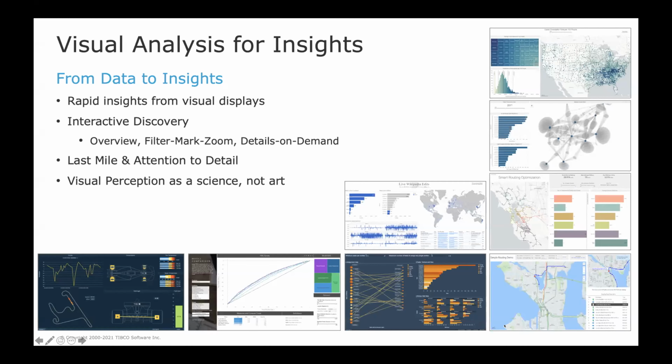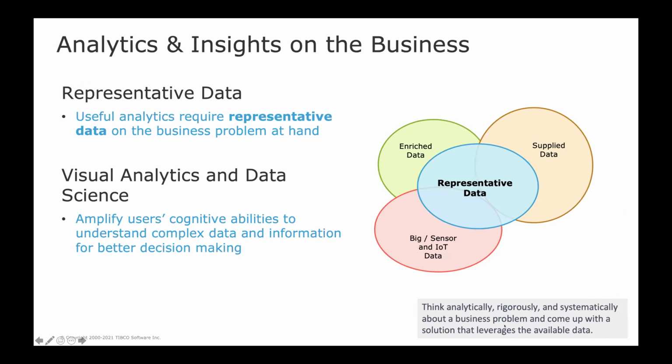The last mile, getting attention to detail, is where the magic happens. Neil is the master at that. And then, visual perception as a science rather than, again, pretty pictures. It's about getting insights from the analysis. And the data is important. So I talk about representative data. You might get some supplied data. You might have a lot of big data at your disposal, but typically you want to get to the data that represents the business problem. That often involves enriching the data you're supplied with, and then applying visual analytics and data science to amplify the end user's cognitive abilities to better understand the data that's being put in front of them.